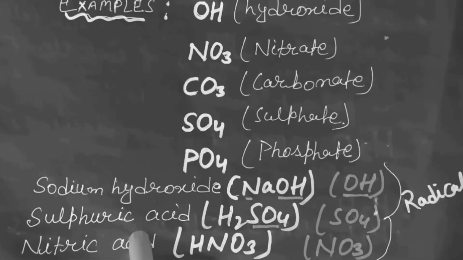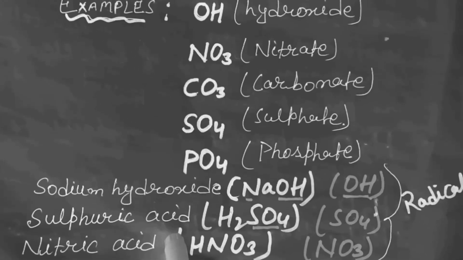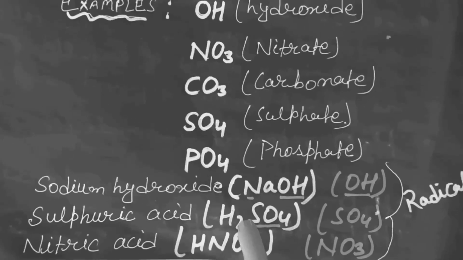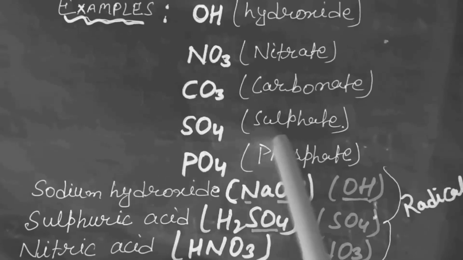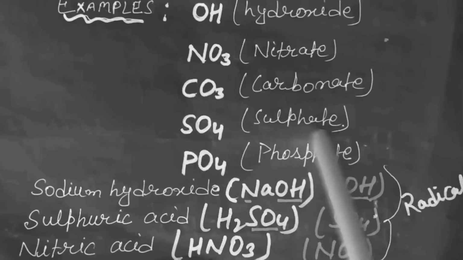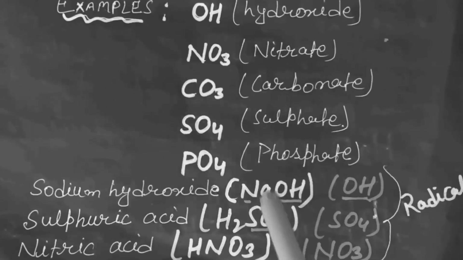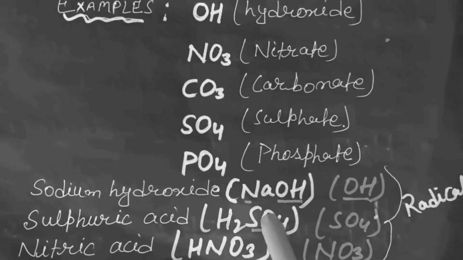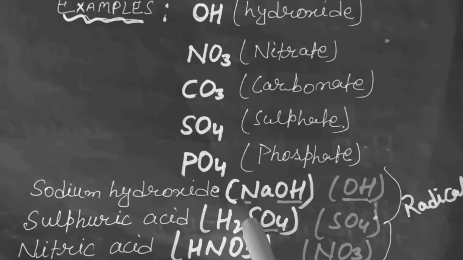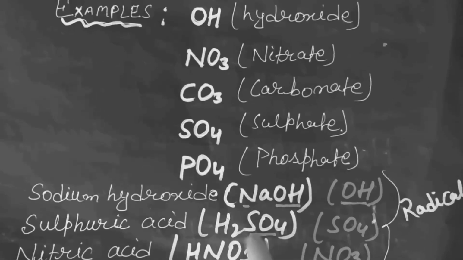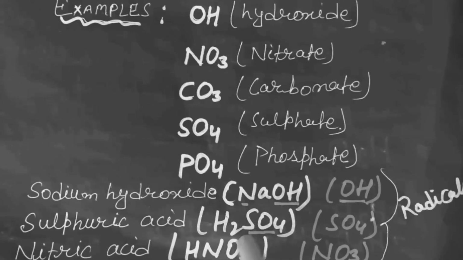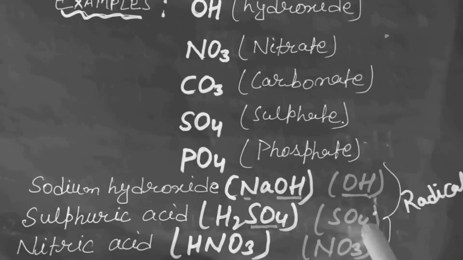Now next is sulfuric acid. In the case of sulfuric acid, what is the formula? H2SO4. So SO4 is here. See, sulfate is a compound radical, and we are not going to separate it. Can we use sulfur alone and oxygen alone here? No. Whenever we use sulfate, we use it collectively as SO4. So it is the SO4 compound radical.